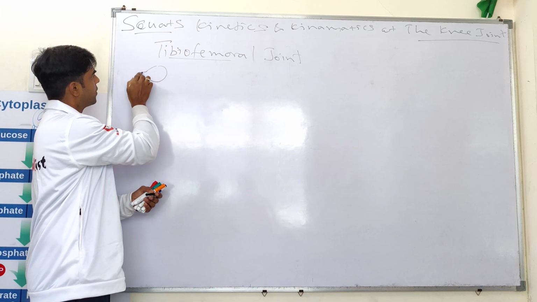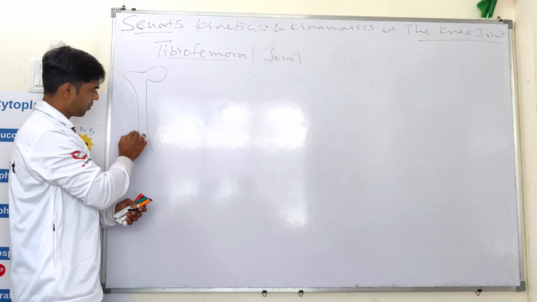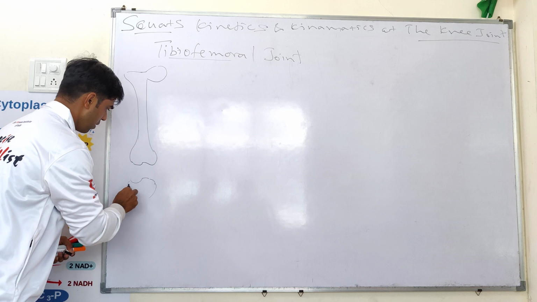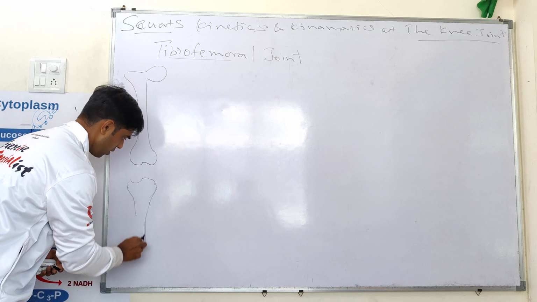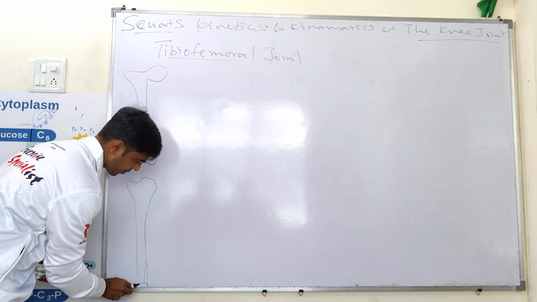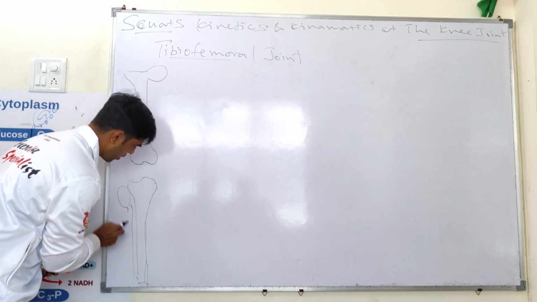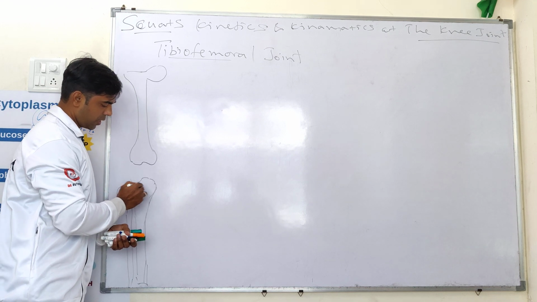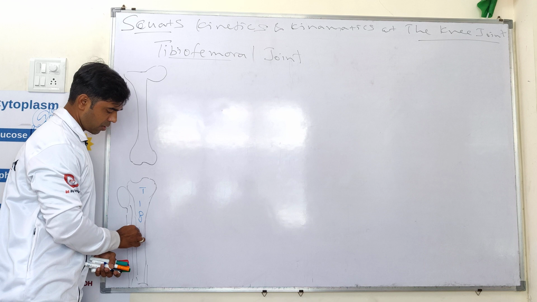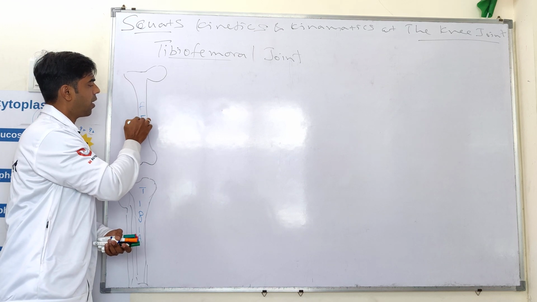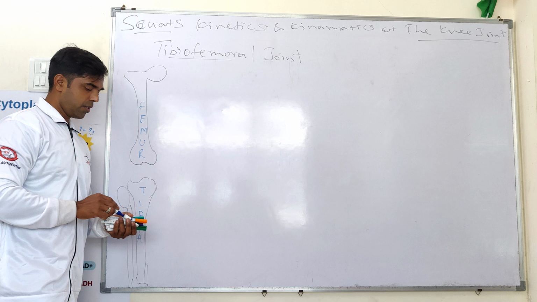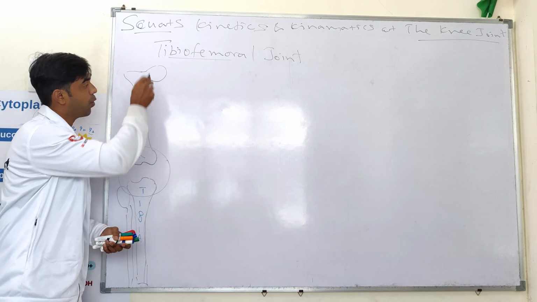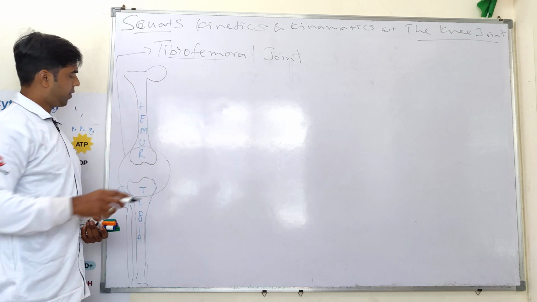So this is your femur here, right? And then we have the tibia here, and then we have the fibula. Okay. So this is the tibia and femur. These bones comprise the tibiofemoral joint, right?